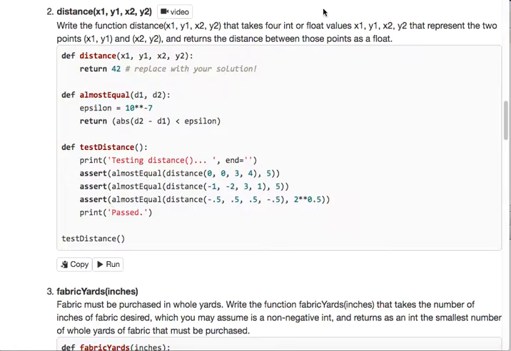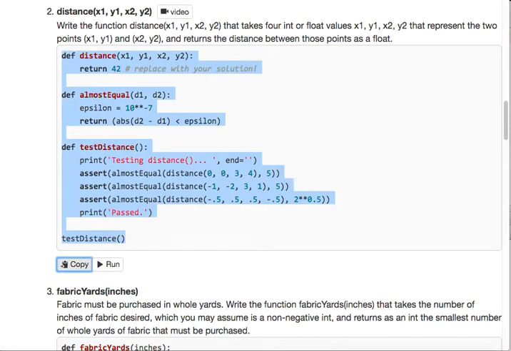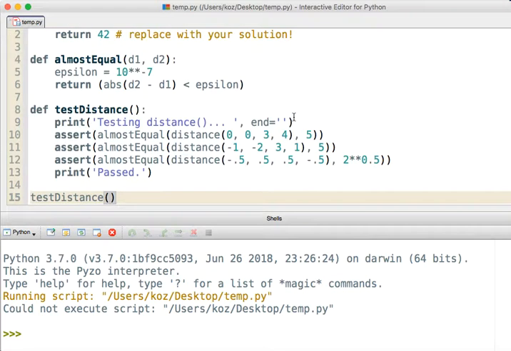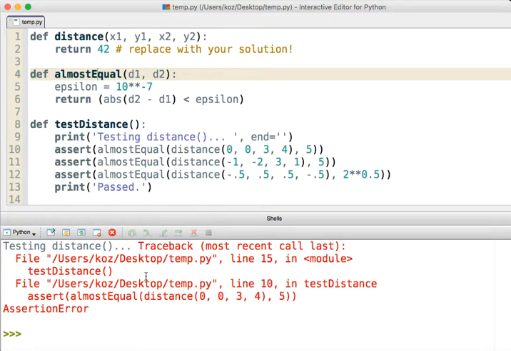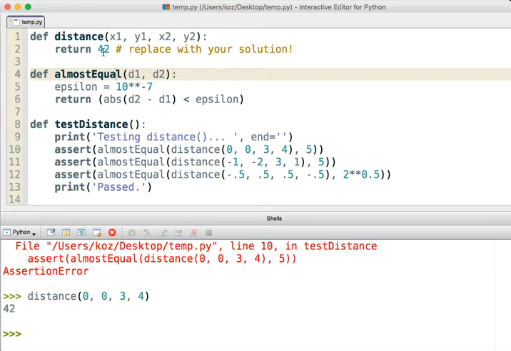So let's go back here and let's copy this code and let's go into an editor and paste it. So now we have our test function and we have the function we're supposed to write. If we run this right now, it fails, of course, because the distance from 0, 0 to 3, 4 is supposed to be 5, and we have 42, because we're just returning 42. Okay.